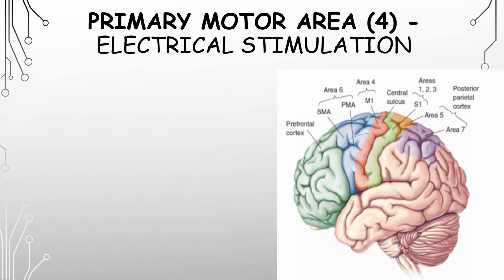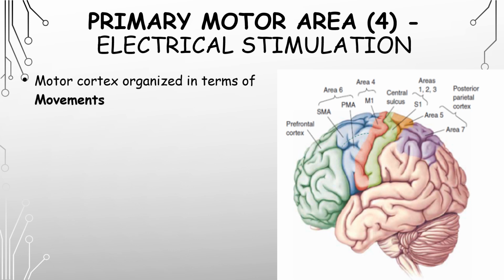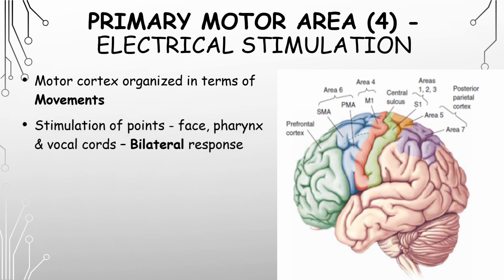When electrical stimulation is given to the primary motor area, it was found that motor activity is organized in terms of movements and not individual muscles. The stimulation revealed isolated movement on the opposite side of the body. Stimulation of points representing upper parts of the face, pharynx, and the vocal cords produced bilateral responses.